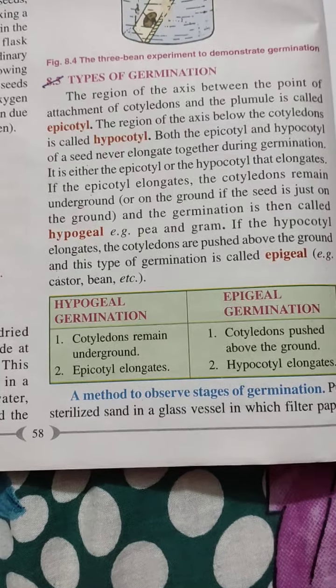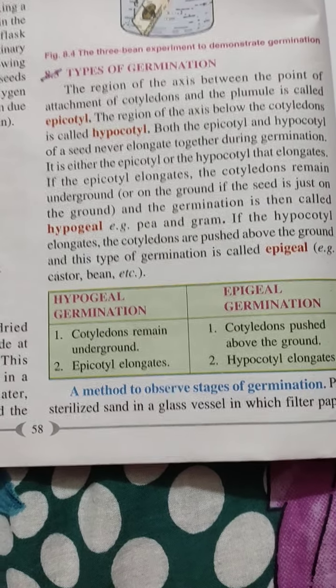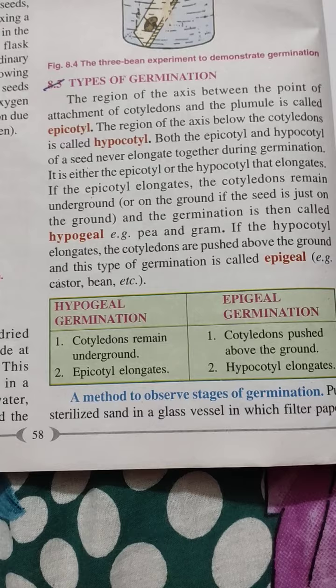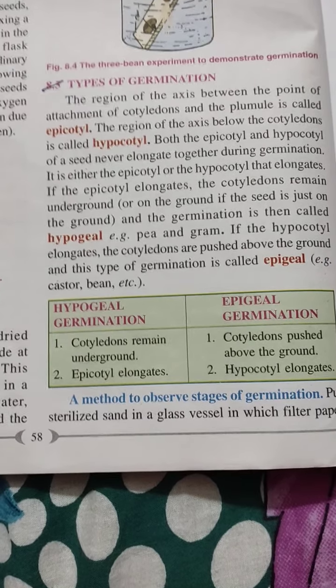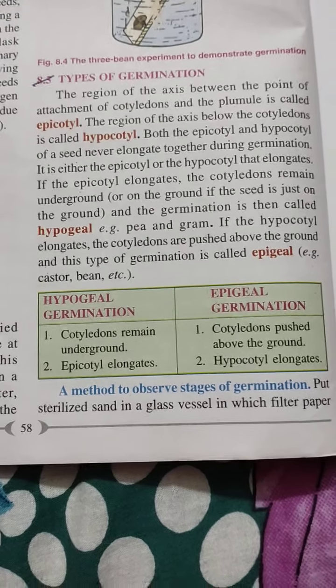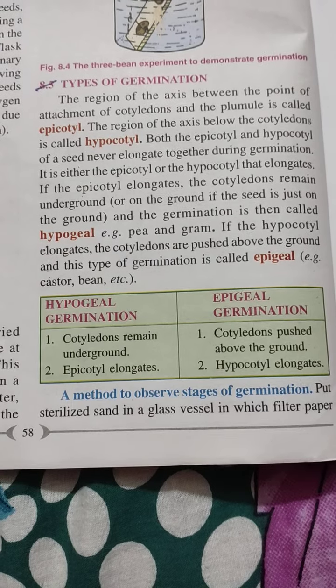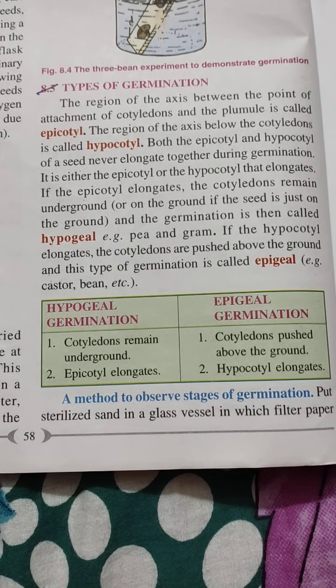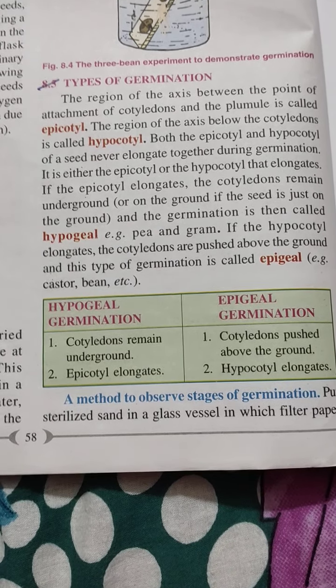Hello class 9. Today we'll start with the types of germination of the seed chapter. Now there are two types of germination. One is hypogeal and another is epigeal.